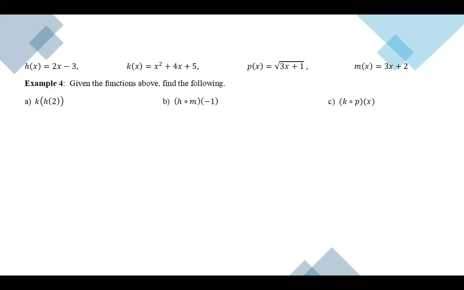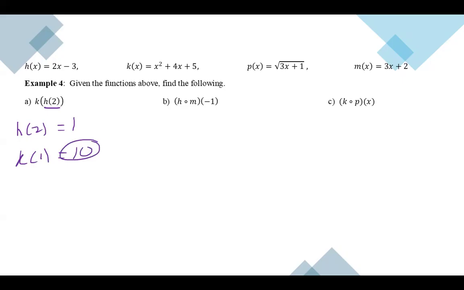Okay, so up first we have K composed of H of 2. So the first thing you had to do was find H of 2. And what did you get for H of 2? 1. Then you had to do K of 1. What did you get for K of 1? Did we say 10? Yes. So our final answer is 10.